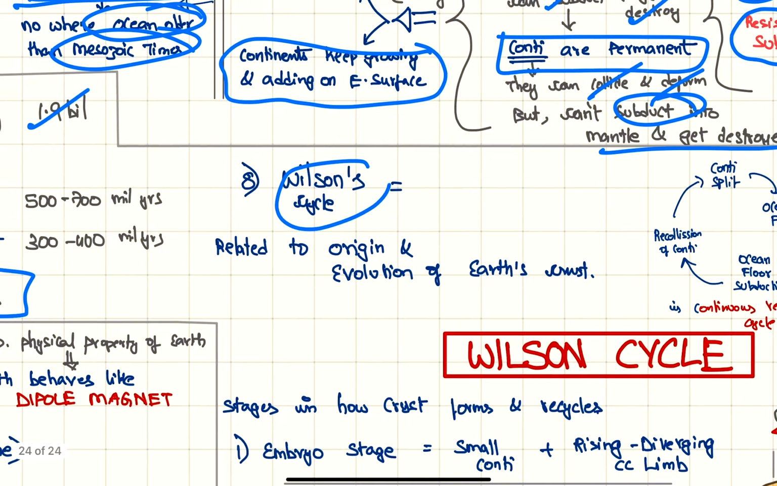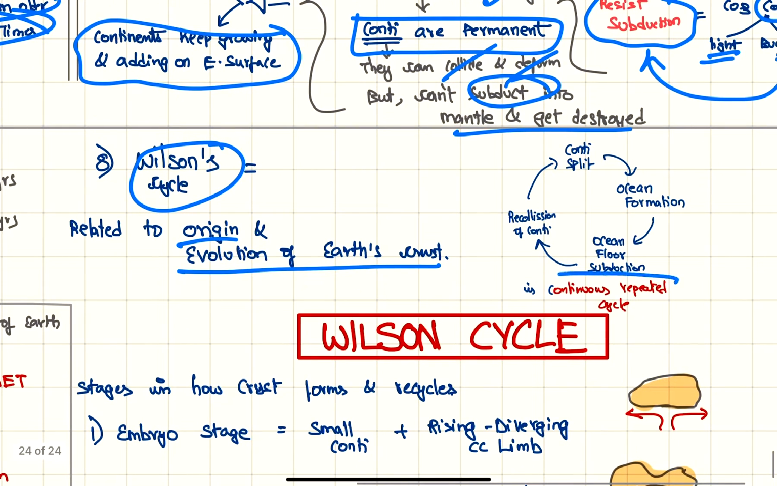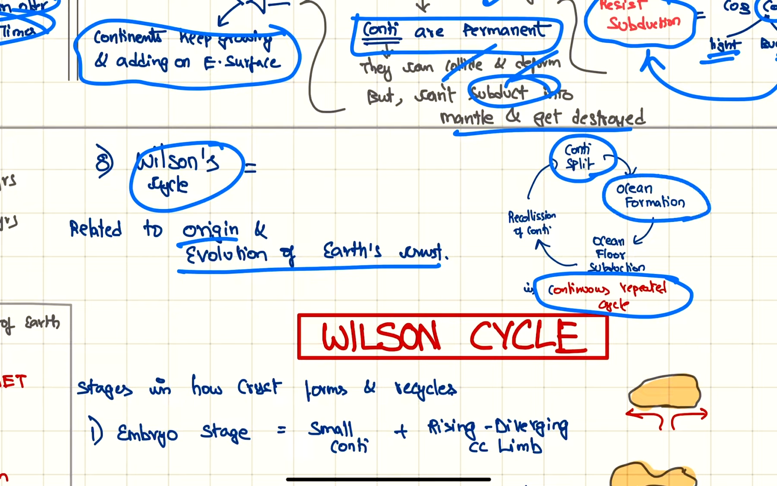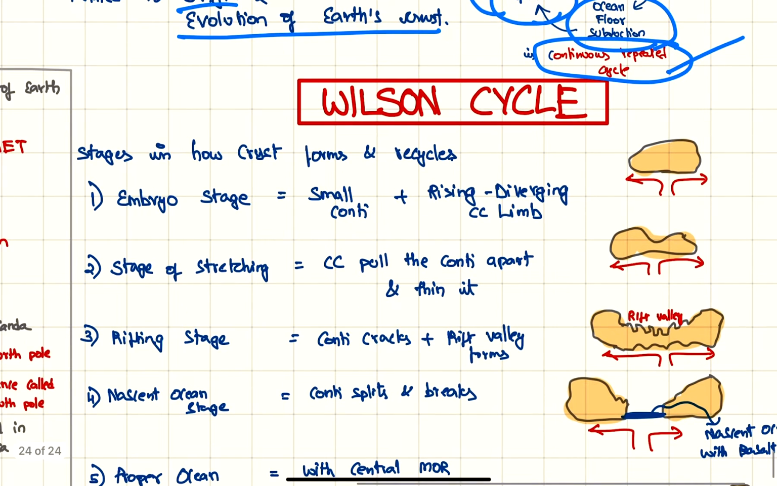So the Wilson cycle wants to explain the origin and evolution of the Earth's crust. It is a continuous repeating cycle, starting with the supercontinent split and the ocean formation, then the ocean floor subduction and the recollision of continents and formation of the bigger supercontinent, and again the process continues. So this is a repeating cycle. So in the Wilson cycle, we have 10 stages.